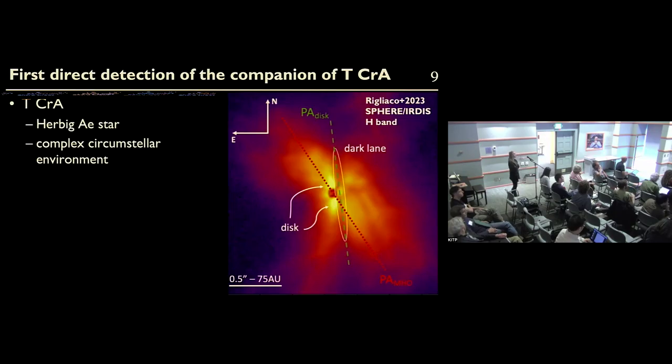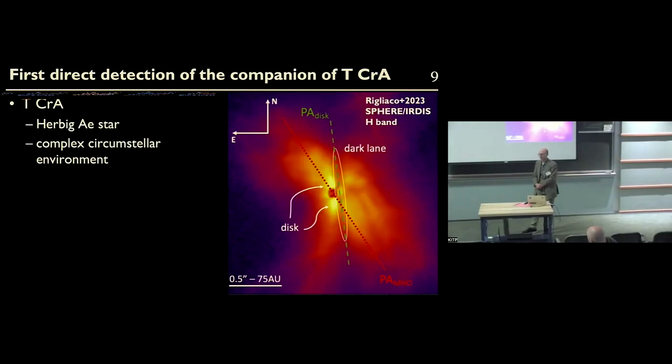I would expect that it can also be present in T-Tauri stars. It is just much harder to observe. Yeah, Herbigs are bright.